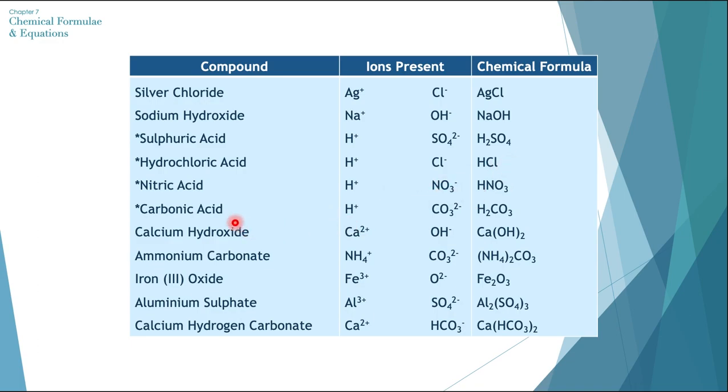But then we get carbonic acid. In this we have hydrogen, which has only a single positive charge, but carbonate has a double negative charge. So it would need 2 hydrogen ions to balance the charges. 1 carbonate and 2 hydrogen ions. So that is why the chemical formula is H2CO3. Before there were HNO3, HCl, no other digits, but here we have H2CO3 because we have 2 hydrogen ions.